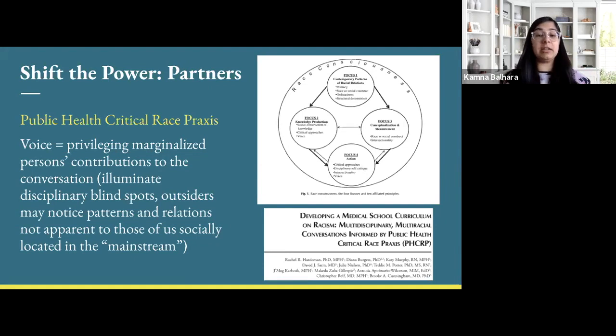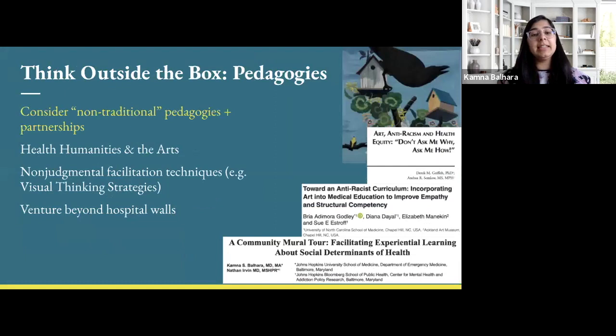And voice means privileging marginalized persons' contributions to the conversation so that they can illuminate any blind spots that we may have, any patterns that they may notice that are not visible to us when we're part of the social mainstream. And this could mean ensuring that the voices of those who are minoritized in your department are heard right away, right from the beginning, involving residents in curriculum development, even ensuring that patients or healthcare staff or members of your community are involved as you create these curricula. This is also a great opportunity to consider other pedagogical frameworks.